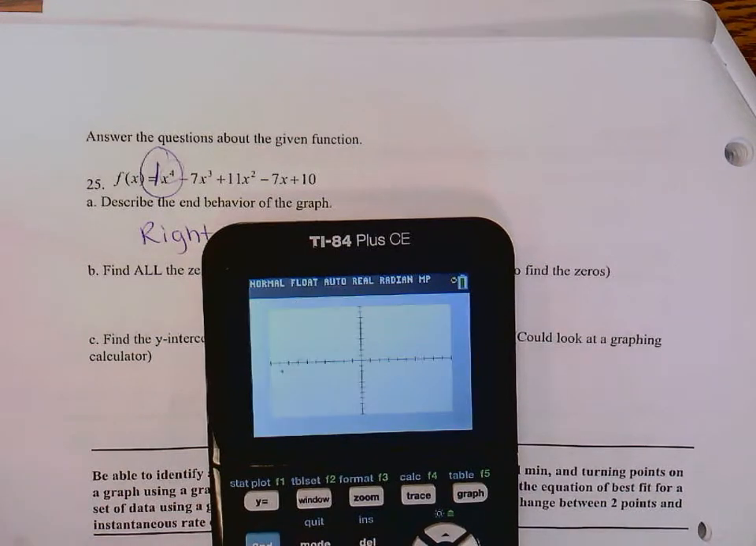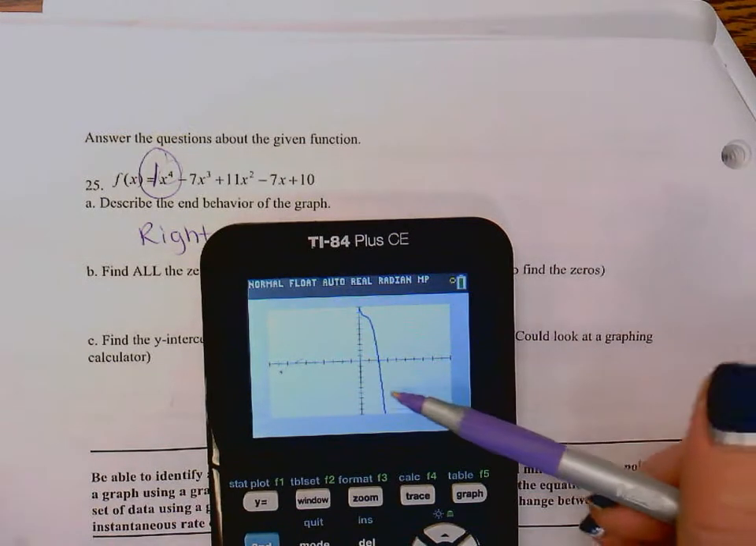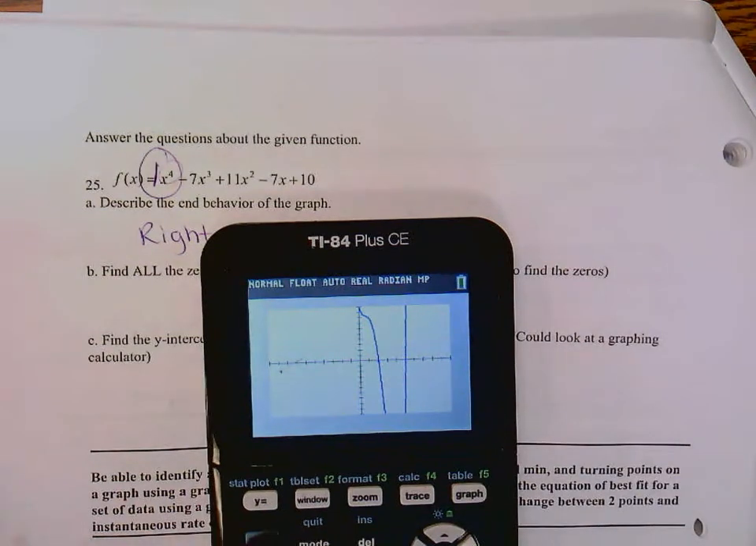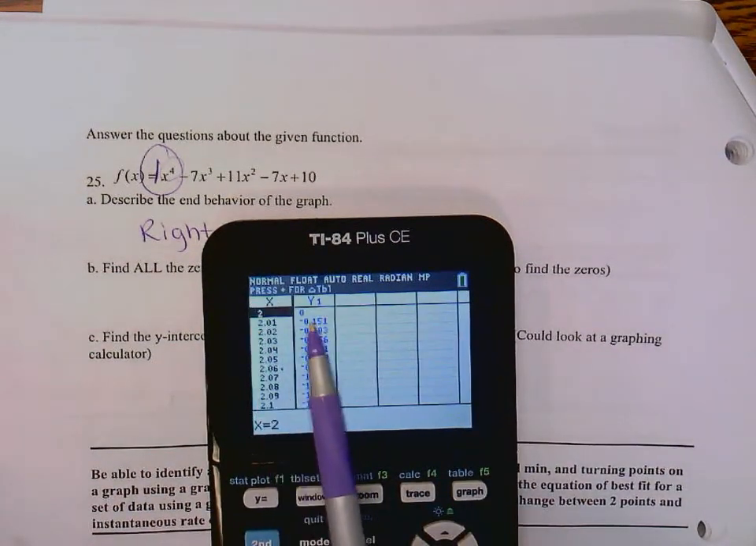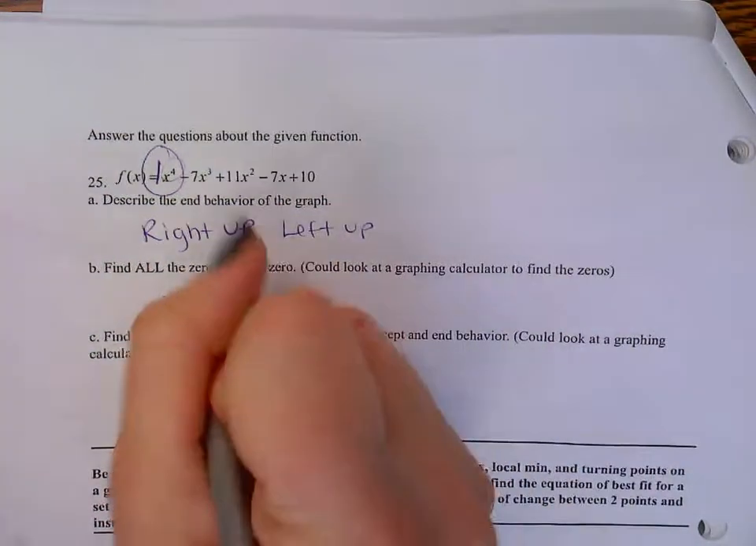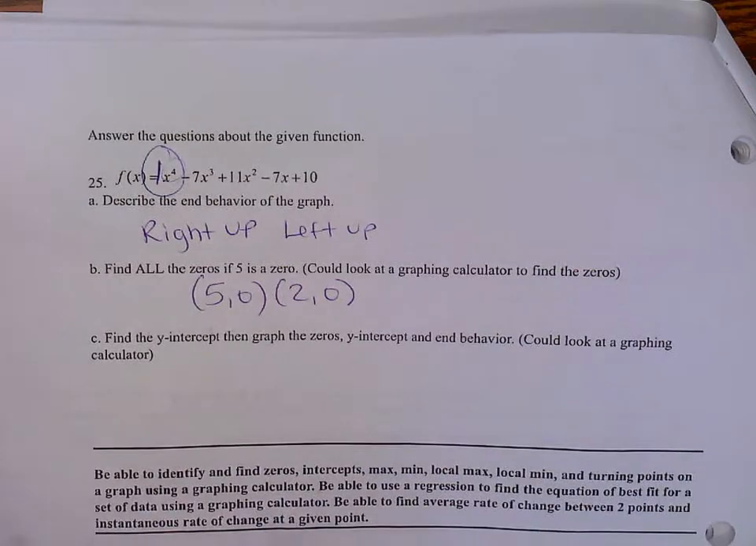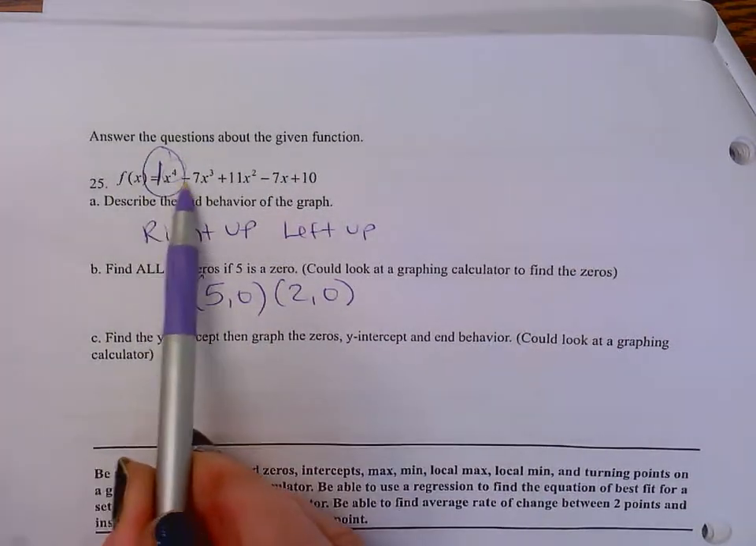So we know that one of them is at 5, and the other one looks like it's at positive 2. If I want to verify that that's exactly at 2, I can go into my table at 2 and just check, yep, 2 comma 0 is in my table. So 5 comma 0 and 2 comma 0 are my x-intercepts. Find the y-intercept. That just means plug in 0 for all the x's and you would get 10.